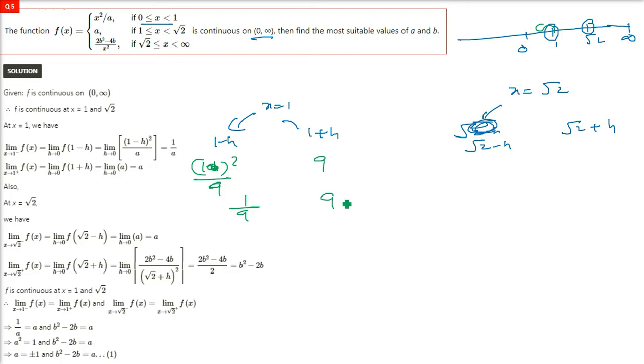This will remain as a. So 1 by a is equal to a basically. So you will get a square as 1. So a square is 1. So a will be plus minus 1. So you are getting 2 values of a.